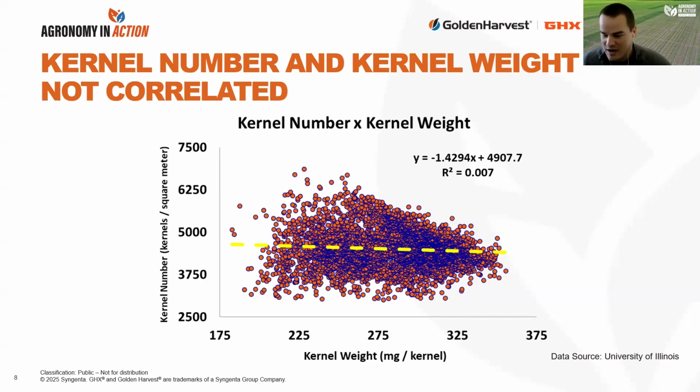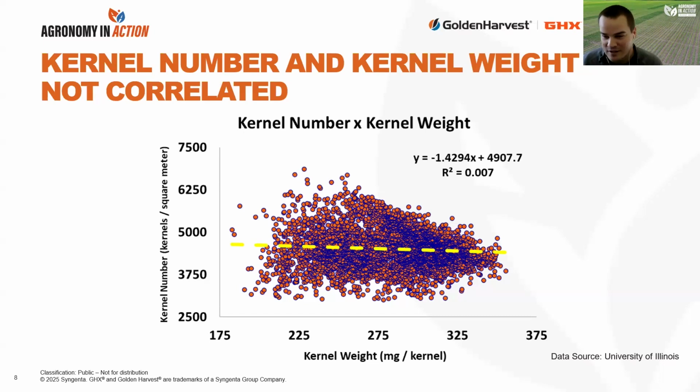And one of the main driving factors on why there's no strong correlation between kernel number and kernel weight is due to yield component compensation. Yield component compensation is if you have more kernels on your ear or more kernels in the field, it just takes a lot more resources and energy to fill those additional kernels. So the kernels typically tend to be a little bit lighter. Compared to if you had less kernels per ear, that's less kernels to fill. Those kernels tend to be a little bit heavier. So there's a lot of yield component compensation going on, a little bit challenging.